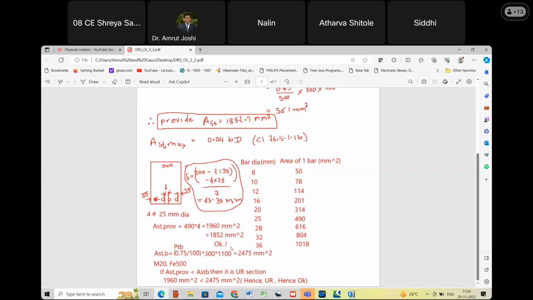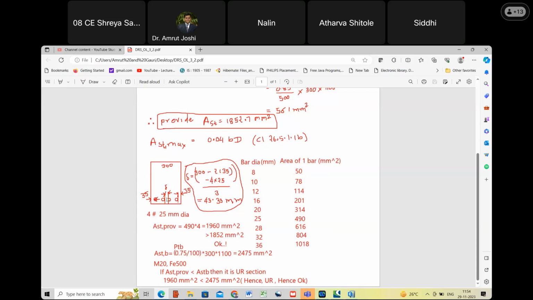So look at this. As per the design, we have to provide how many bars of 25 mm diameter. So we are going to provide 4 bars of 25 mm diameter. Are you with me? Yes, sir. So we have placed these 4 bars, and we said that the clear cover to the reinforcement is 35 mm. So 35 mm gone from the left hand side, 35 mm gone from the most right side. So that's what we did.